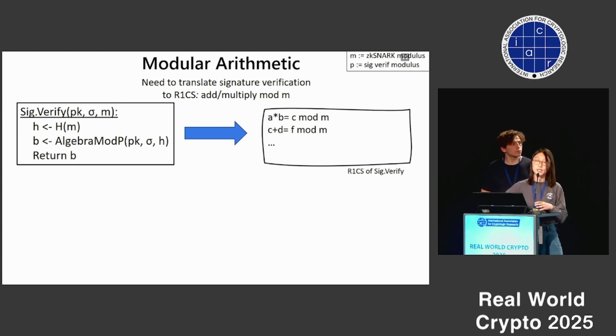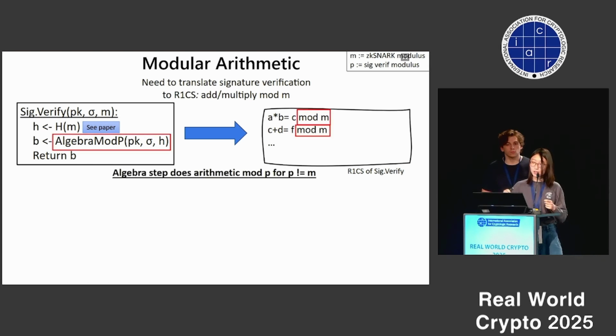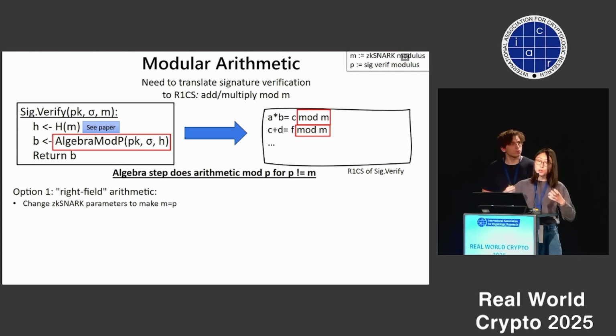The signature verification mainly involves hashing and algebraic operations. We need to efficiently encode both in R1CS. In this talk, we'll focus on the algebraic part, specifically the modular arithmetic. Doing modular arithmetic is difficult in the zk-SNARK because we need to use the field of R1CS, which is usually not what we want for the modular arithmetic. So we either need to use the right field or we emulate the modular arithmetic in the one field.